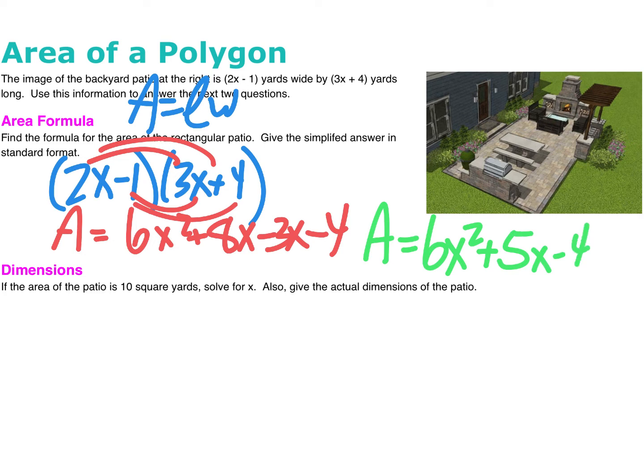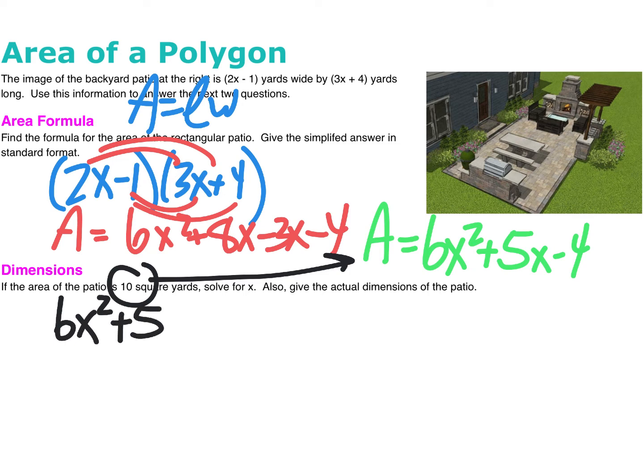Now for the second part of this question, they tell you that the complete area is actually 10 square yards. And with knowing that, we now can take the 10 square yards and put that in for the area. Then they want us to solve for x and also give the complete dimensions of the shape. So we're going to take our standard format formula above for the area of that rectangle and set it equal to 10.